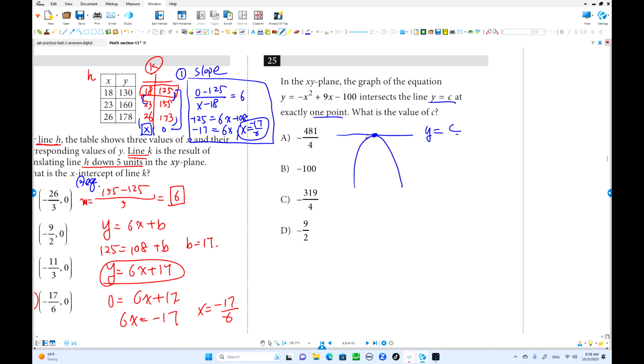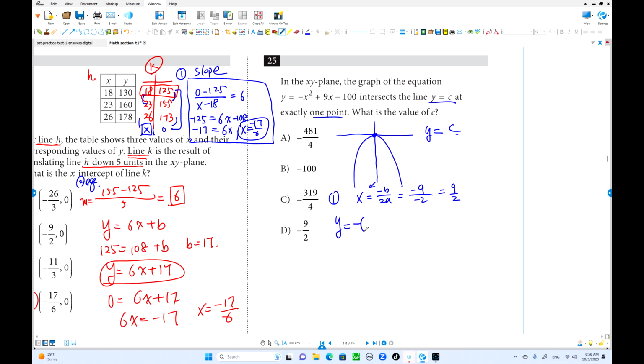The y coordinate of the vertex. Okay, so we're going to find the y coordinate of the vertex. You can use two different ways. First one, you can use the axis of symmetry, x equals negative b over 2a, right? So negative 9 over negative 2 is what? 9 over 2. Okay, put this number in the equation, you get the value of y.